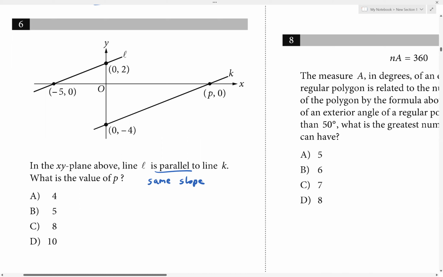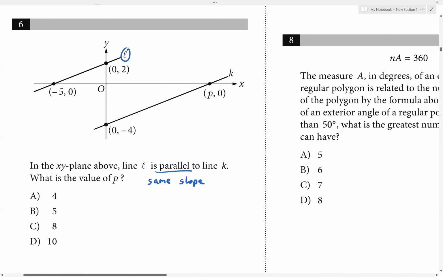And then since we know these two lines should have the same slope, we can use that to help us make a connection and try to solve for P. Okay, so what we can do first is start with line L. We have these 2 points, -5, 0, and 0, 2. So we can solve for the slope of line L.